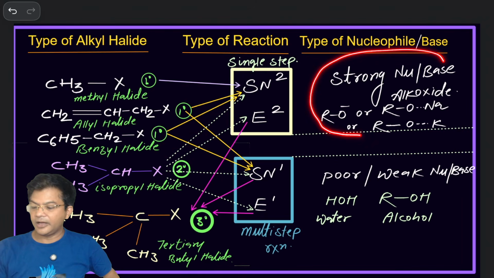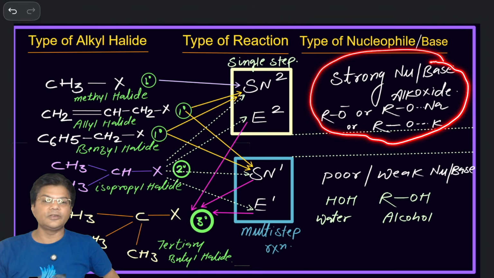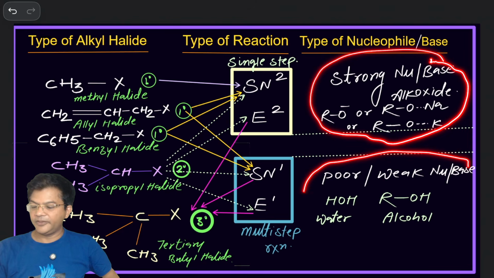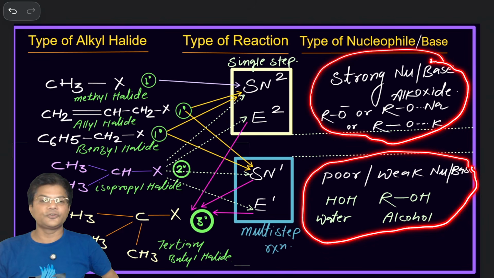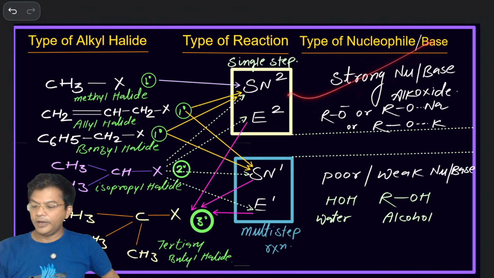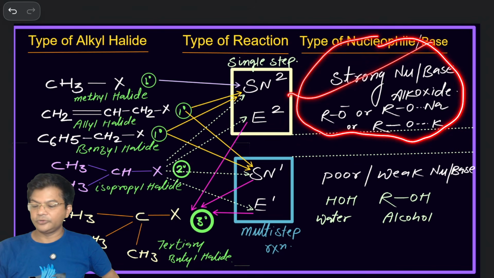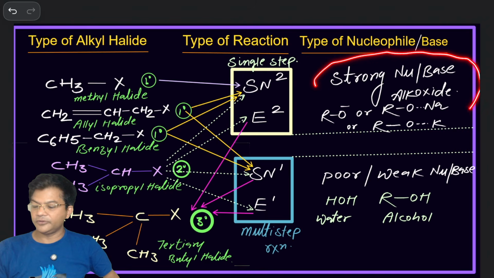See, these are strong nucleophiles. First of all, how will you identify a strong nucleophile? And how will you identify a poor or weak nucleophile? First of all, you should consider that a strong nucleophile will do single step reactions. So the first choice is SN2 and E2.